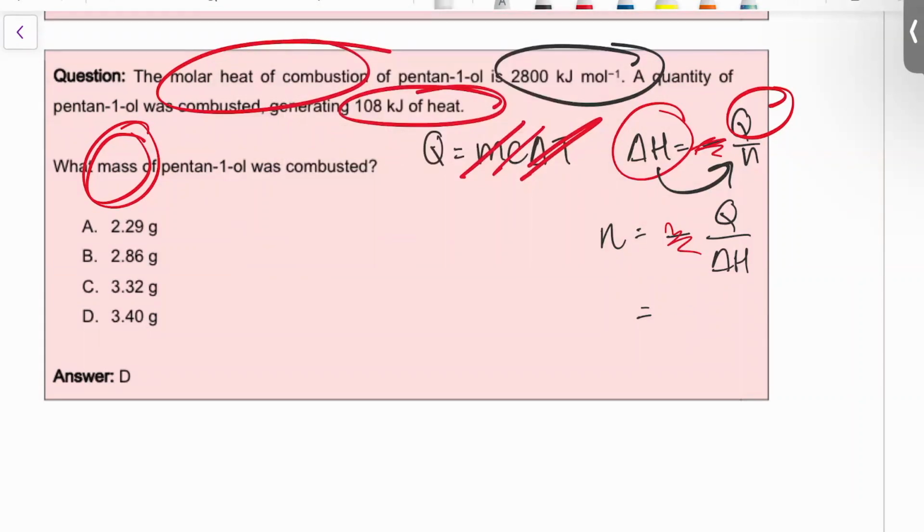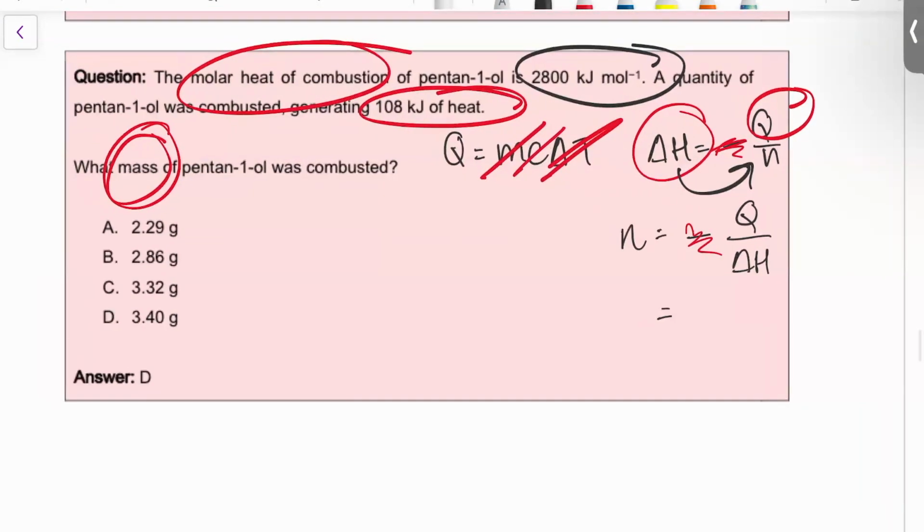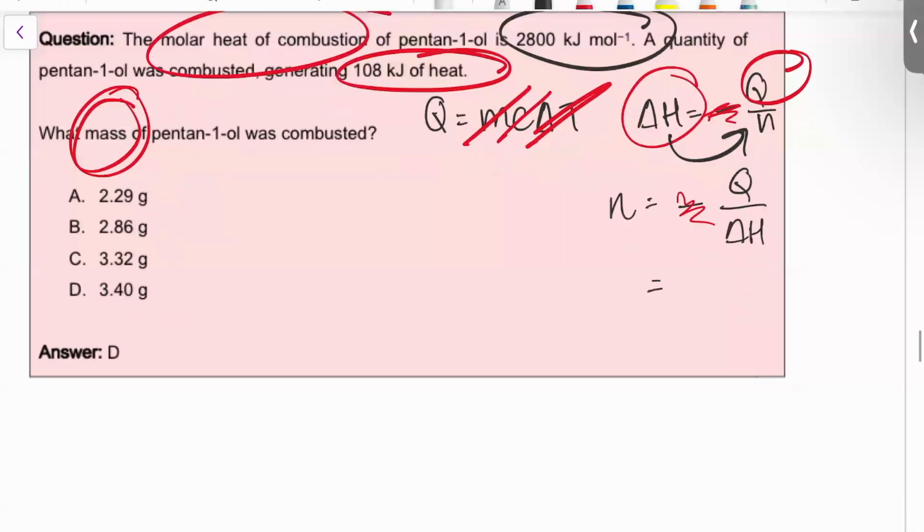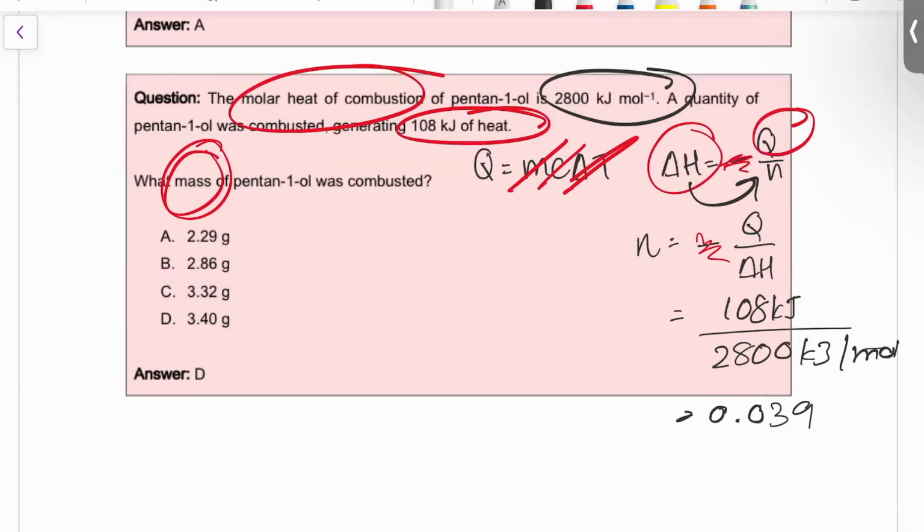So it's just going to be Q on delta H, which is 108 kilojoules over 2,800 kilojoules per mole. So how many moles do I have here? 0.039 moles. Thank you. And then I'm asked to calculate mass. What equation do I use to relate moles and mass? n is equal to mass on molar mass. So mass is equal to moles times molar mass.